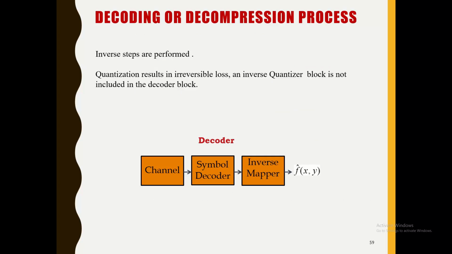Now the decoder is the opposite or inverse of compression, so it follows inverse steps. There is a symbol decoder and then there is an inverse mapper. Quantization results in irreversible loss. An inverse quantizer block is not included in the decoder block. As you know, quantization is an irreversible process, so we cannot perform an inverse of that step. If we are going for lossless image compression, then we have to remove the quantizer block from the encoder block.